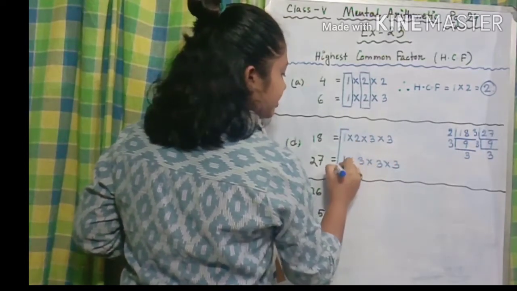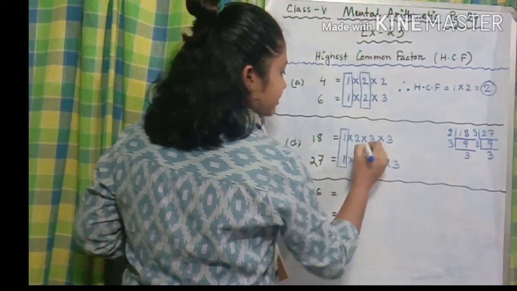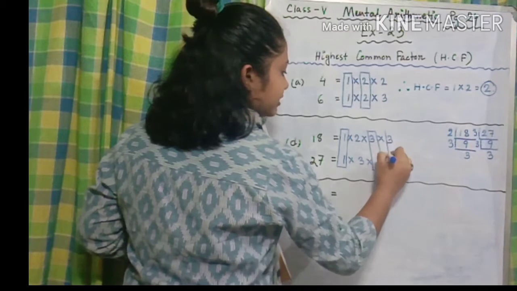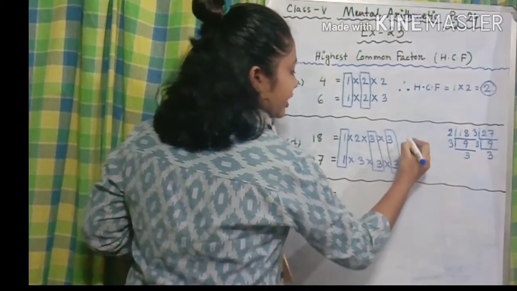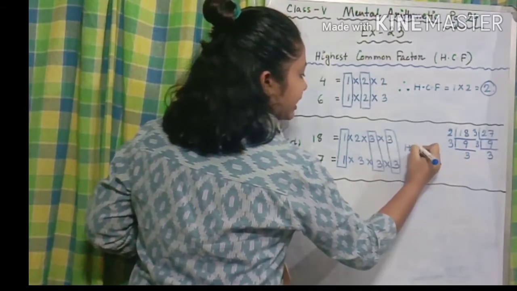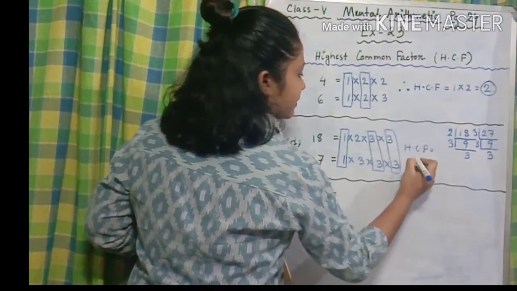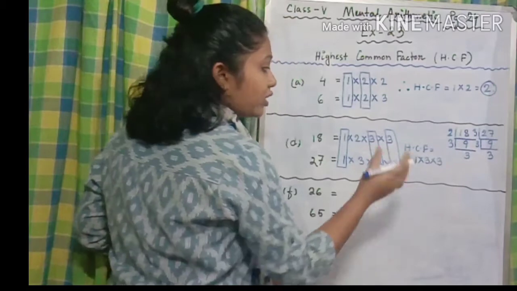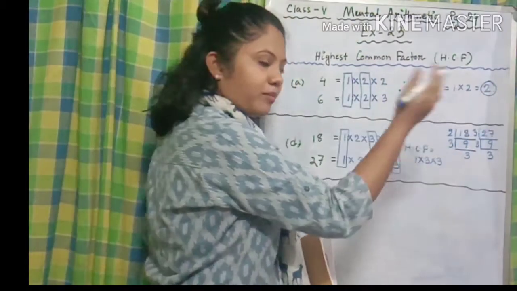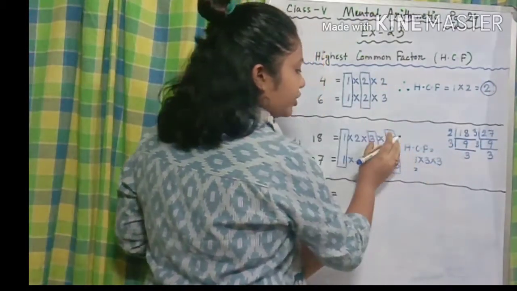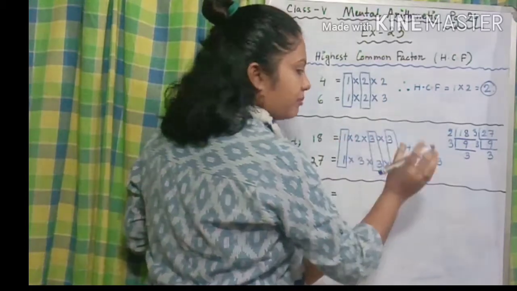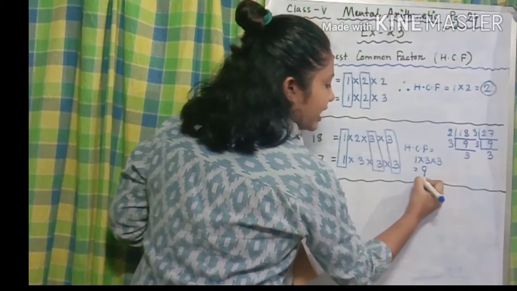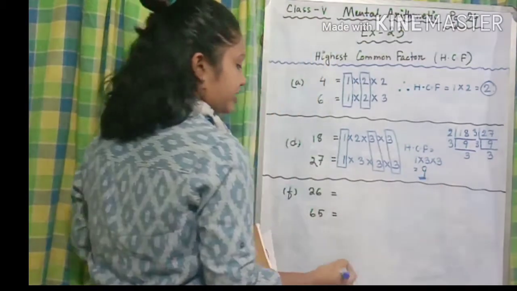So what is the common between them? 1 is common, 3 is common, another 3 is common. Therefore, we are going to write HCF as 1 into 3 into 3. Why? Because we have to find the highest common factor, so we multiply these three common numbers. 3 3s are 9, 9 1s are 9. So 9 is the highest common factor.